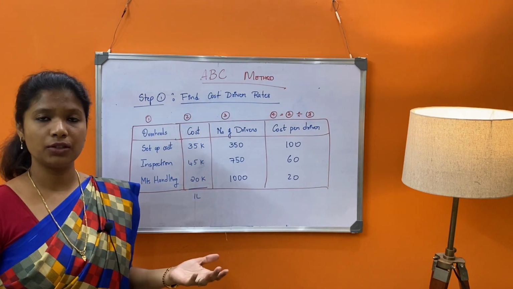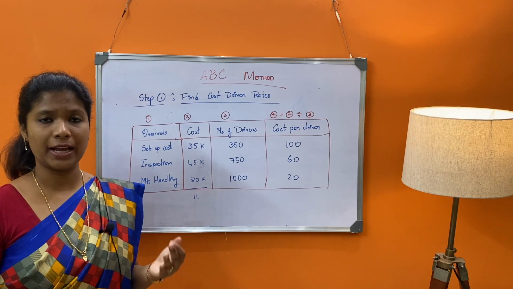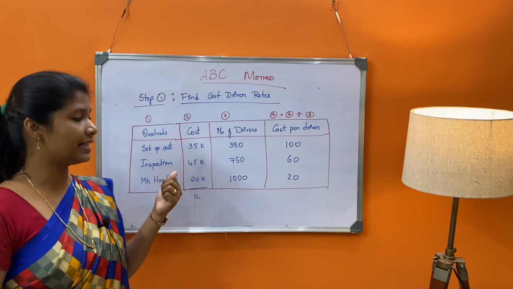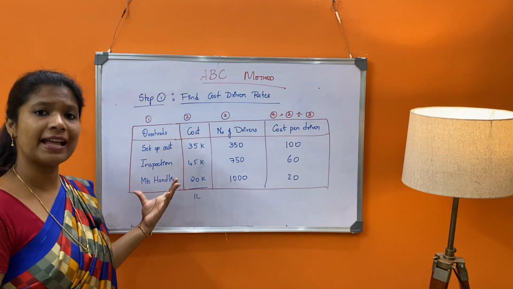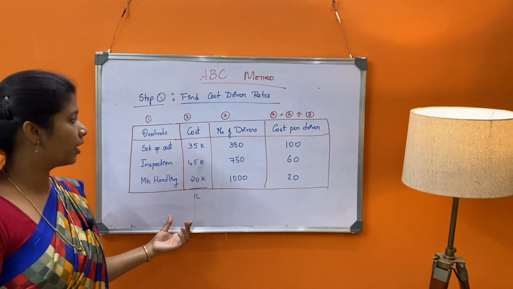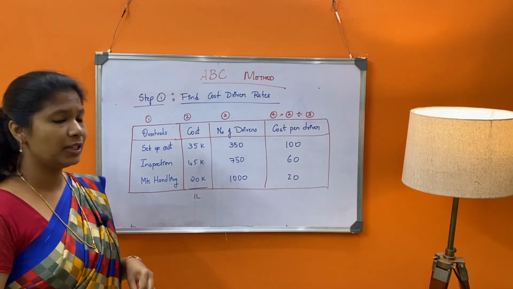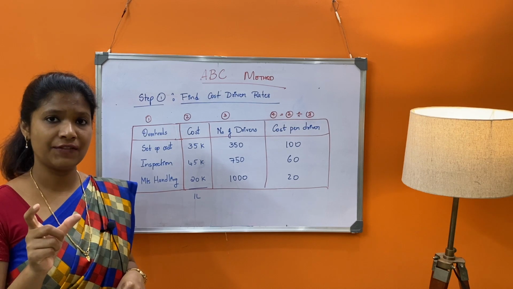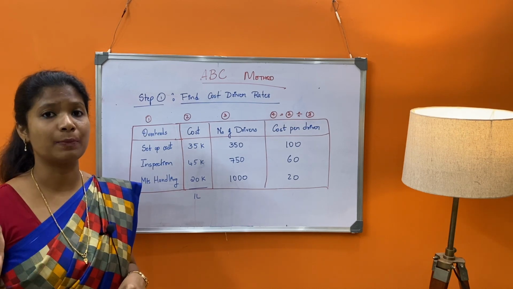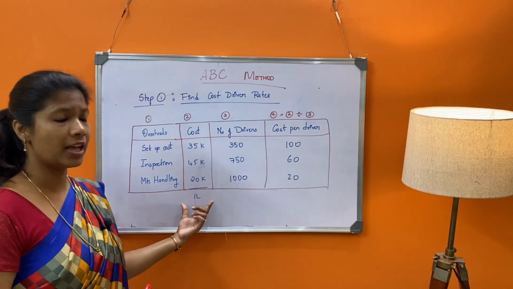As we looked into the question, we have 3 different overhead breakups, right? That is the setup cost, inspection cost and material handling cost. Now next comes the cost. The first line given in the question is total overhead rupees 1 lakh, which I have written as a total.